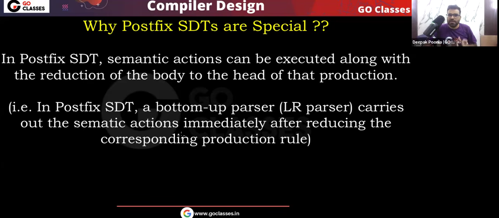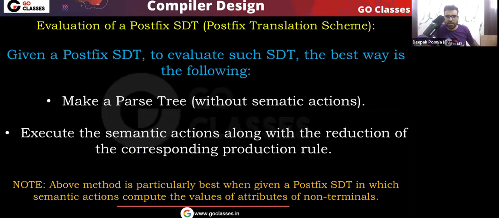Very simple. In simple words, in postfix SDT, we can execute the semantic actions along with the reduction of the corresponding production rule. When you reduce a production rule, immediately after the reduction you can perform the corresponding semantic action. So you can read this evaluation of postfix SDT. Postfix SDT is also called a postfix translation scheme. So let's see the evaluation of postfix SDT.